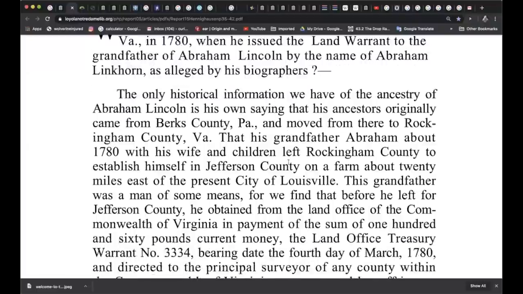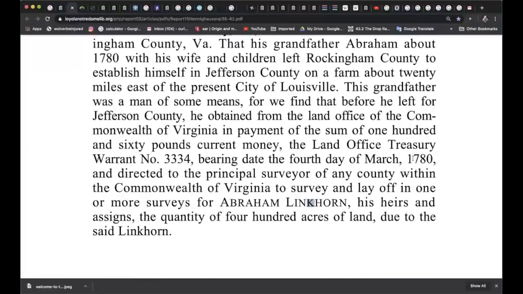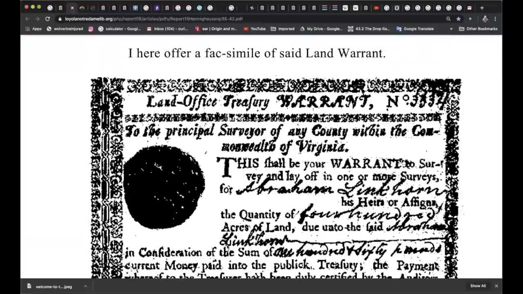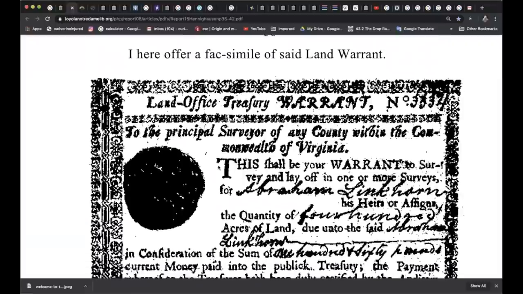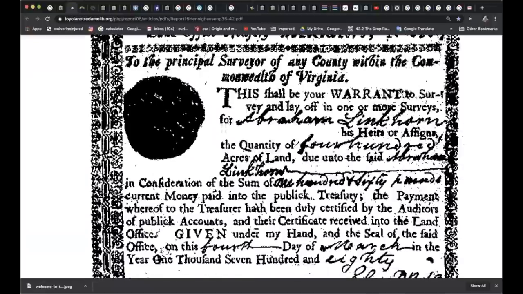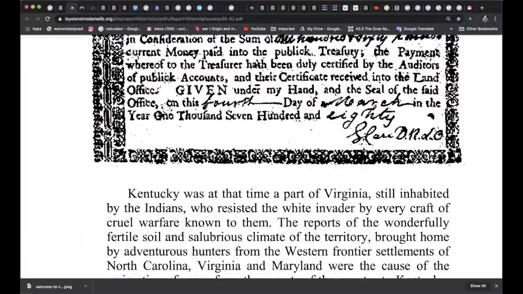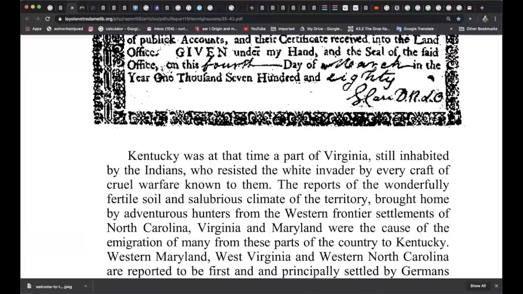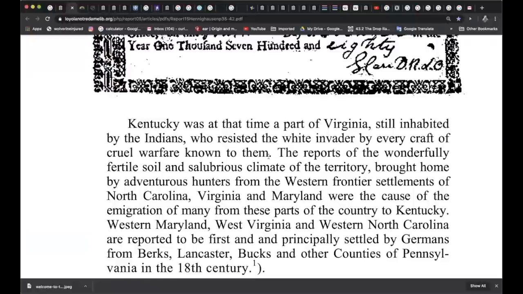All right, so he's saying there's a document from 1780 that says he named himself Linkhorn. Here is the document. It says, I here offer a facsimile of said land warrant. This shall be your warrant to survey and lay off and more. And it says Abraham Linkhorn. You see his signature? Kentucky was at that time a part of Virginia, still inhabited by Indians, who resisted the white invader by every craft of cruel warfare known to them.